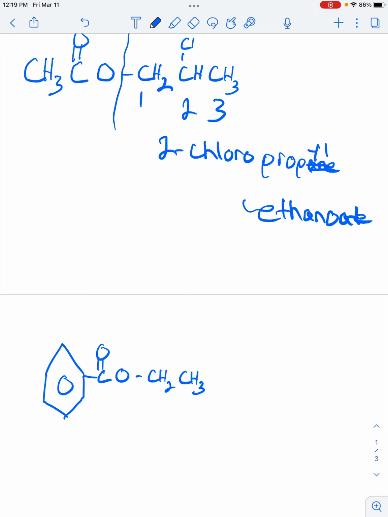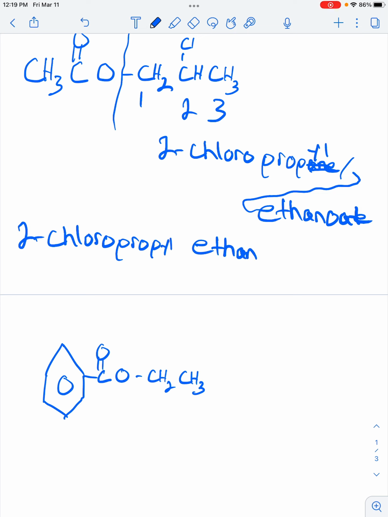And just to be clear, you would connect this with that, but let me redraw it so it's very clear. It would be 2-chloropropyl, two words, ethane OH. And I guess a good way to remember it is this side over here is separated from this side over here, and you separate those in your naming as well.